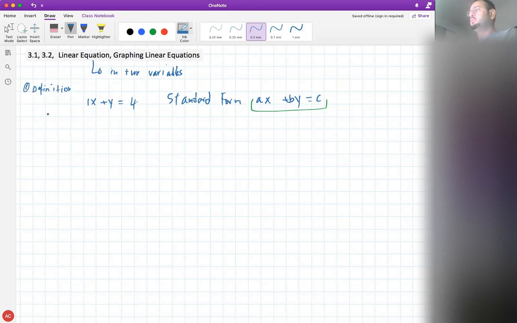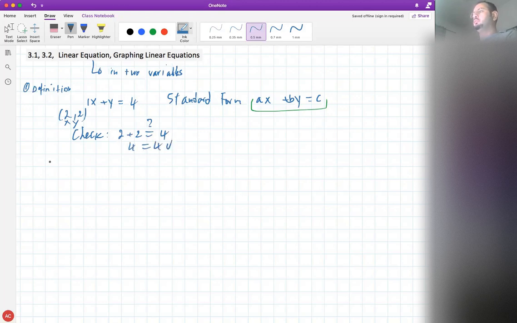Now let's check, for example, we said that the pair 2 and 2 is a solution. We can check it by plugging 2 and 2 into the equation. The pair is always made of two numbers, x and y. So if you plug in 2 plus 2, is it equal to 4? Yes, 4 equals 4.